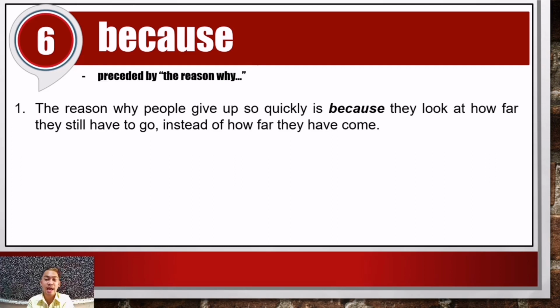Let's take this example. The reason why people give up so quickly is because they look at how far they still have to go instead of how far they have come. Now, you always have to remember that because shouldn't be used there because it's going to give you redundancy with the word the reason. So the only way to correct that is to replace that one with a relative pronoun that renames the preceding clause.